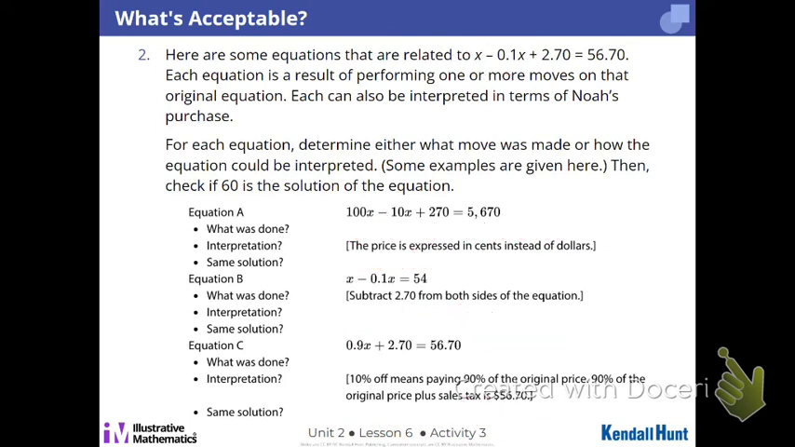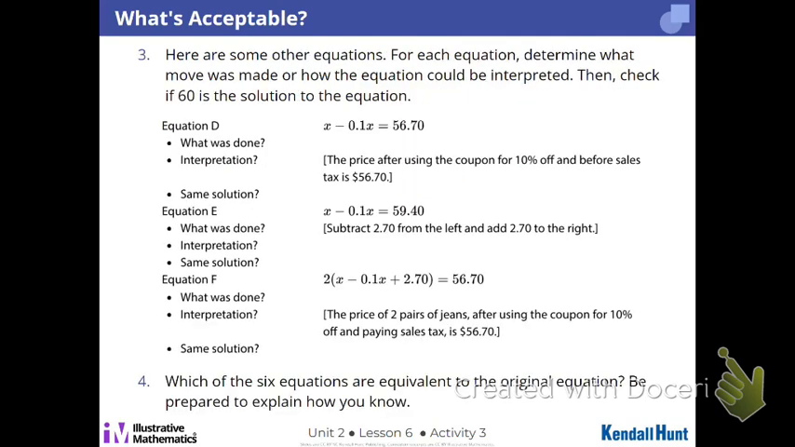So check these ones out. On these ones here, they take the price after using the coupon 10% off and before sales tax, and it's still $56.70. If they take the tax off and the total is still $56.70, can the original price of the pants be the same? No, not the same. How about this one? They're taking $270 from the left and they're just adding it to the right. So now, no tax and the total's more. Can we have the same answer? No. They didn't do the same thing to both sides.